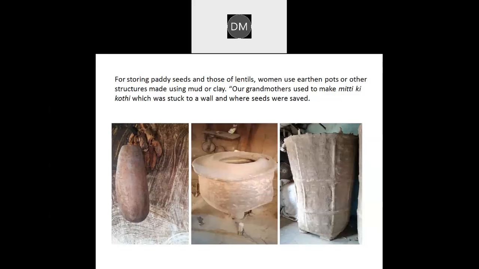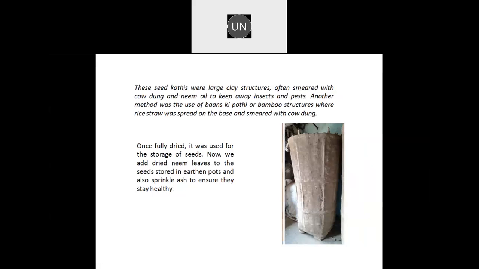These are the tools used by tribal people, जिसको हम कूड़ी भी बोलते हैं, कोठी भी बोलते हैं, but this kothi is made basically of bamboo and soil. Then after making it with soil, it is often served with cow dung and neem oil, which keep away insects and pests.